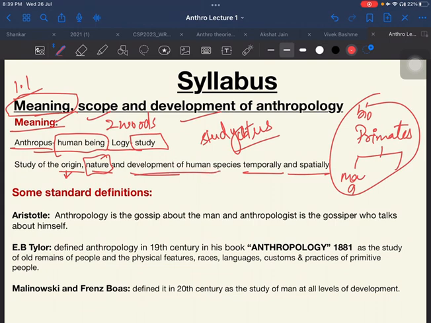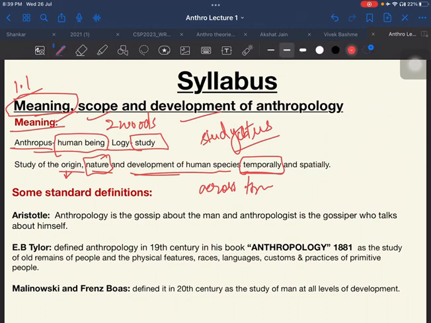Also, we will do the development of human species at all levels and in all spheres. Temporally means across time. So we will be doing various time periods through which the humans evolved. For example, we do have periods like Paleolithic, Chalcolithic, Neolithic, etc.